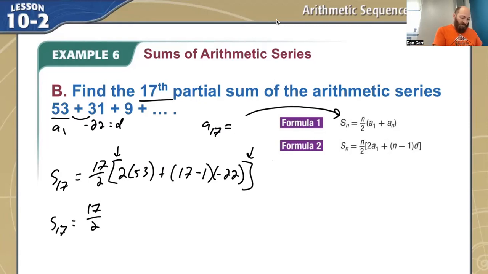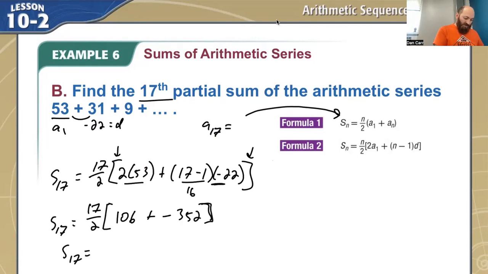So I'm going to keep the 17 over 2 on the outside for now. I got multiplication here, subtraction, and multiplication there. So I'm going to do the subtraction first, to get 16. Now I've got 16 times negative 22 and 2 times 53. So I have 106 plus 16 times the negative 22 gives me negative 352.